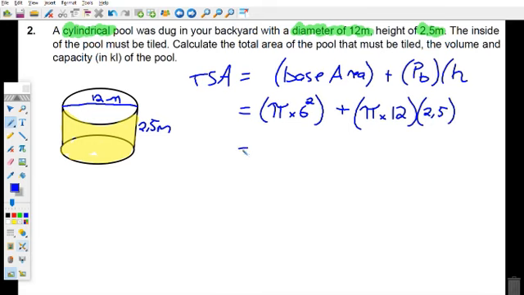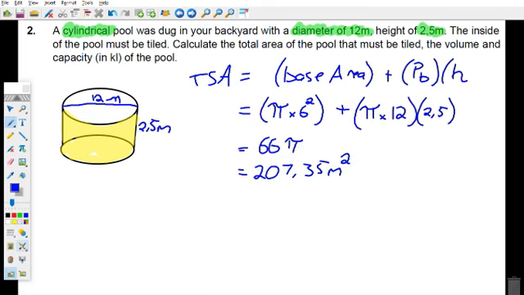All right, so plug that into your calculator. What do you get? Okay, do you get something like this? I'm getting 66 pi, which is equal to 207.35. Do you get the same, or something different?